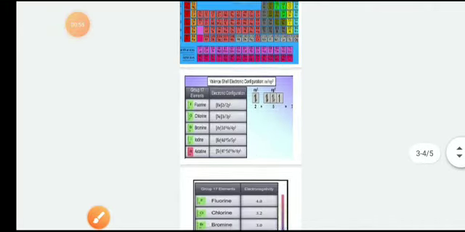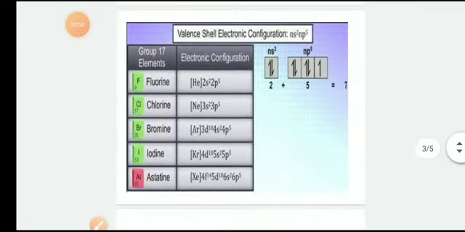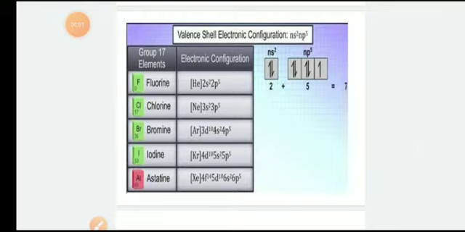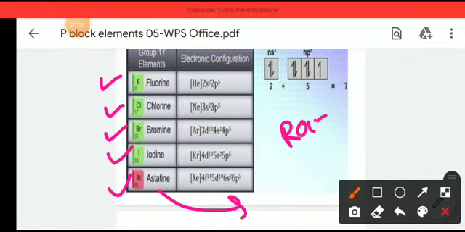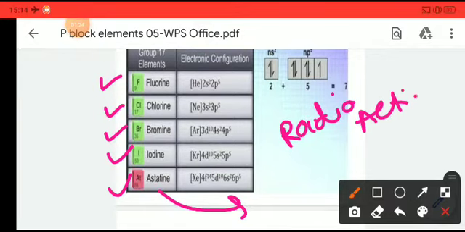So in group number 17, what do we have? Group number 17 is also called the halogens. This halogen group has 5 elements. Mainly these 5 elements are, from top to bottom, fluorine, chlorine, bromine, iodine and astatine. Astatine is radioactive in nature, although the previous four elements, fluorine, chlorine, bromine and iodine, are not radioactive, they are normal.